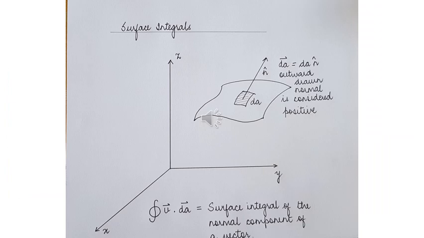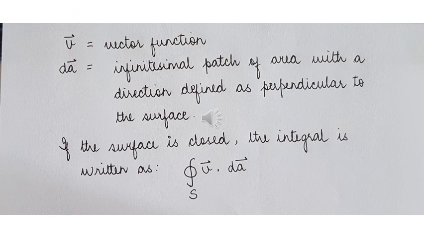This diagram is representative of a surface integral in the XYZ plane. If you look on the right hand side, we have drawn a patch of surface with a small infinitesimal area dA. Usually the outward drawn normal n is considered positive, and the closed integral of V dot dA represents the surface integral of the normal component of the vector. In the diagram shown in the previous slide, V represents the vector function, dA the infinitesimal patch of area with a direction defined as perpendicular to the surface. If the surface is closed, the integral is written as the closed integral of V dot dA.